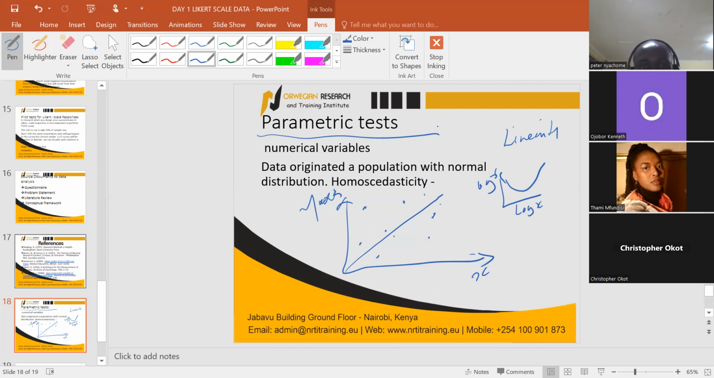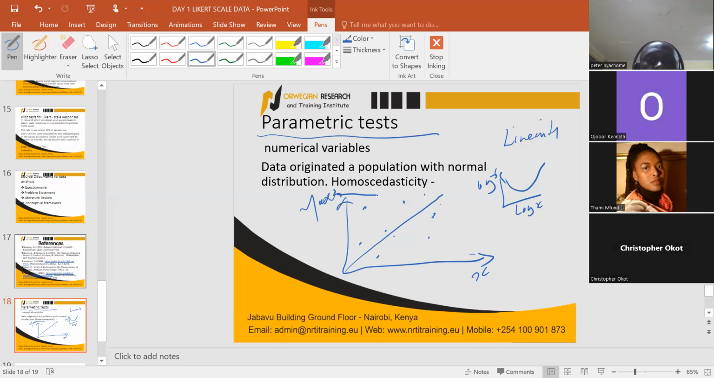So parametric tests require that my data originated from a population with what you call a normal distribution. And homoscedasticity simply emphasizes the equivariance. Actually, wherever data has already met this normal distribution assumption, homoscedasticity will automatically be observed. But even if it is not observed, we have a way out by which we can transform our data so that it can meet that particular homoscedasticity assumption of parametric test statistics.